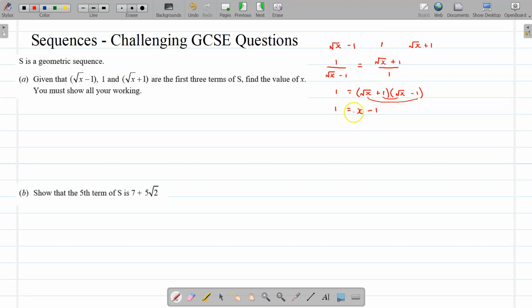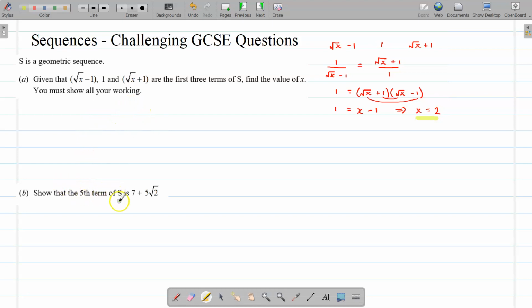Well, if 1 equals x minus 1, then it follows that x must be 2. Just add 1 to both sides. And it says find the value of x, you must show all your working. So I've just done that to get the first part of the question answered.